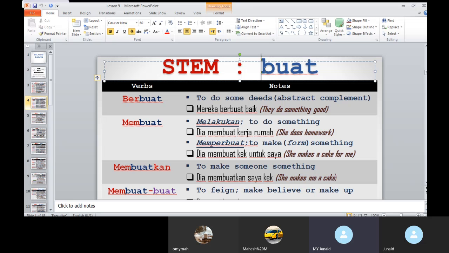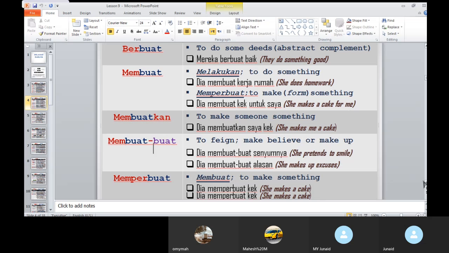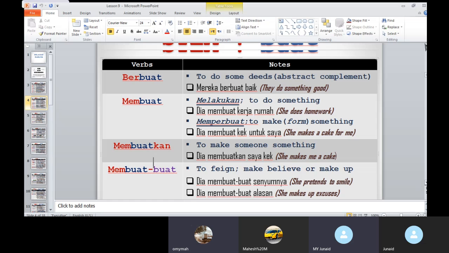Buat means to do. We have berbuat, membuat, membuatkan, membuat-buat, memperbuat, and memperbuatkan. Berbuat is like to do something, but the thing that you do must be abstract, not physical. Mereka berbuat baik. So they do something good. Good is abstract. Mereka berbuat jahat. So they do something bad.